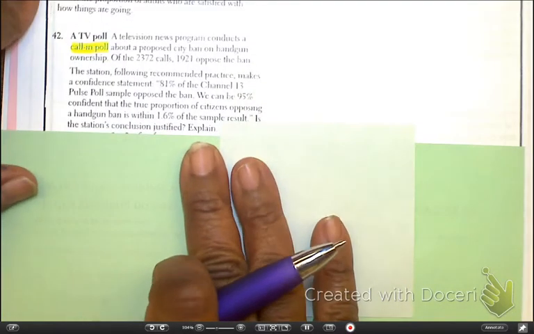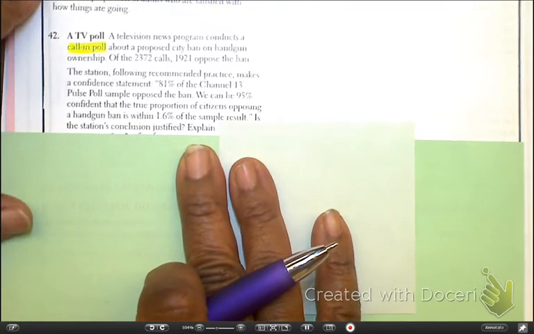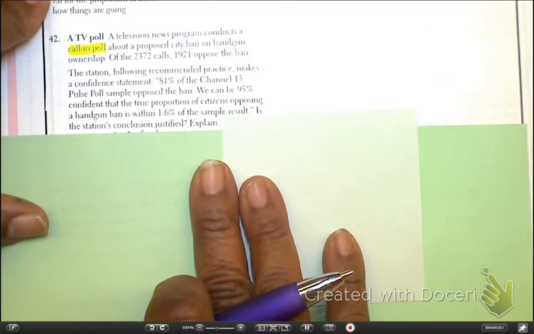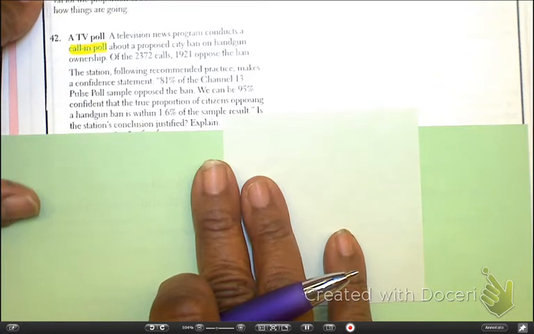Now let's look at the next question. Okay, we're going to skip number 40 because we're going to do it in class tomorrow. And so now let's look at problem number 42. Go ahead and read over that. Highlight the important information. So you may want to pause.